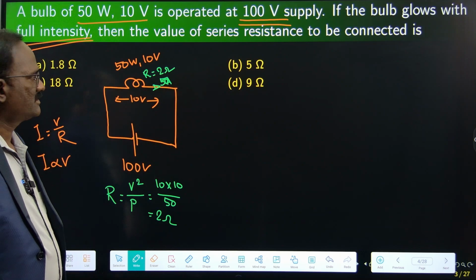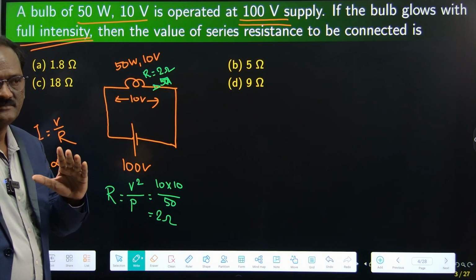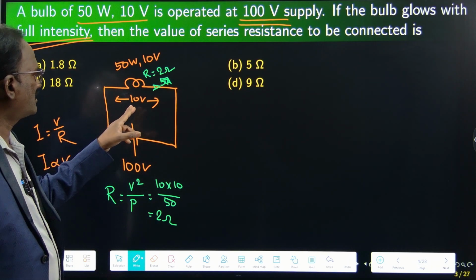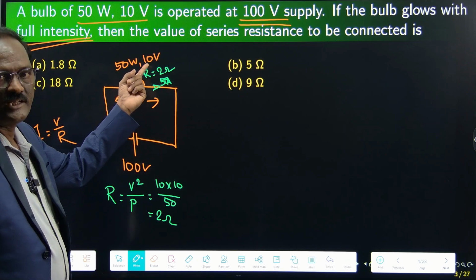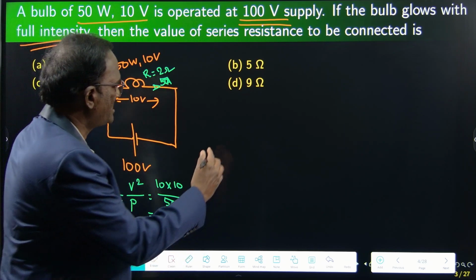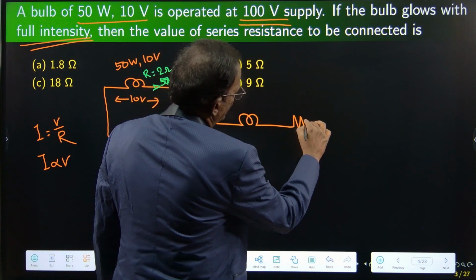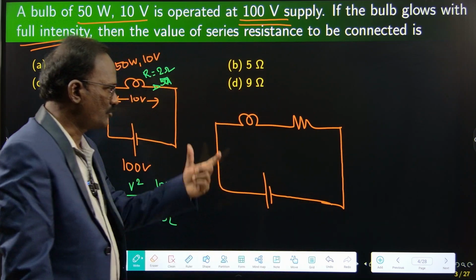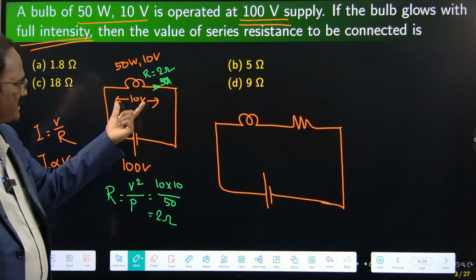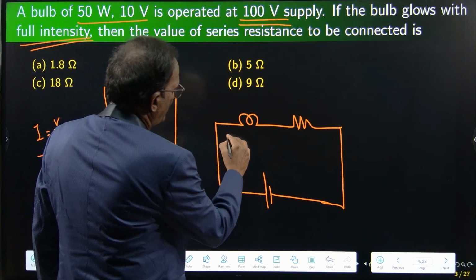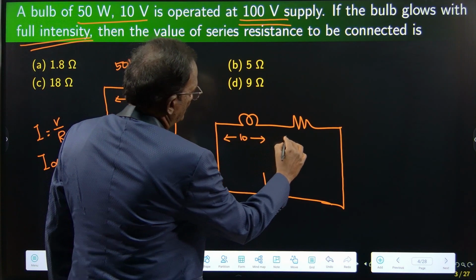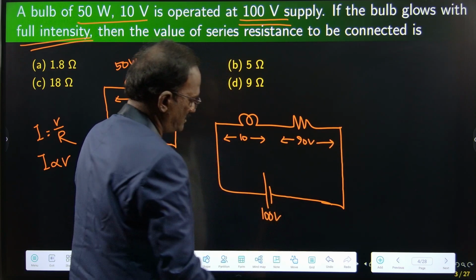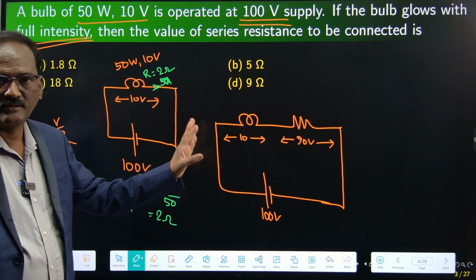Isn't it? So in this case, the bulb will not be safe. The more current will burn the bulb. The filament will be burnt, right? So it is not advisable to operate a lower rating bulb with a higher voltage. So in this case, what people will do is connect a series resistance here to drop the excess voltage. The excess voltage is 90. The bulb requires only 10. The excess voltage is the remaining voltage, which is nothing but 90. Yes. Now we can safely operate the bulb, right?